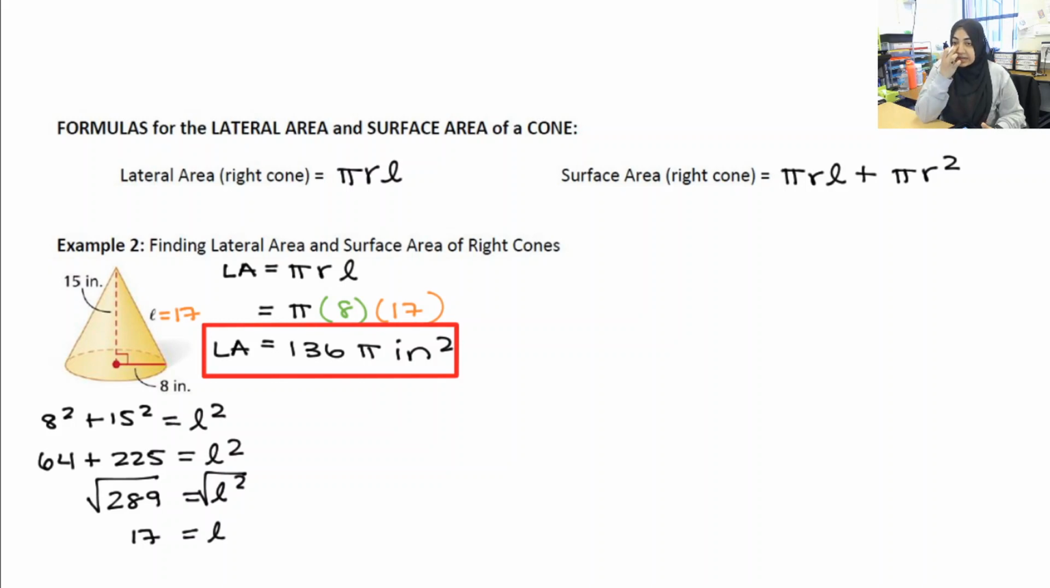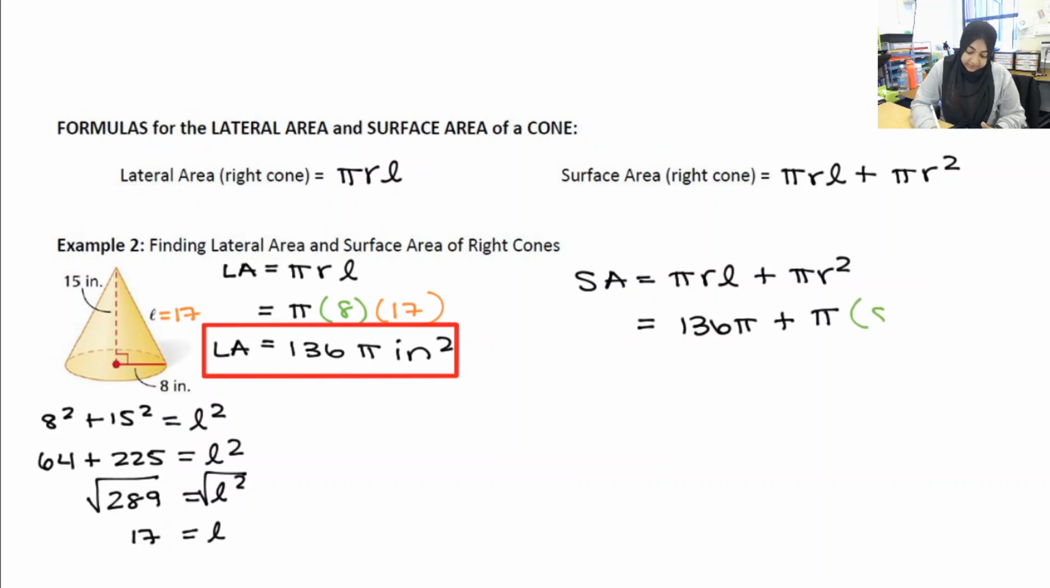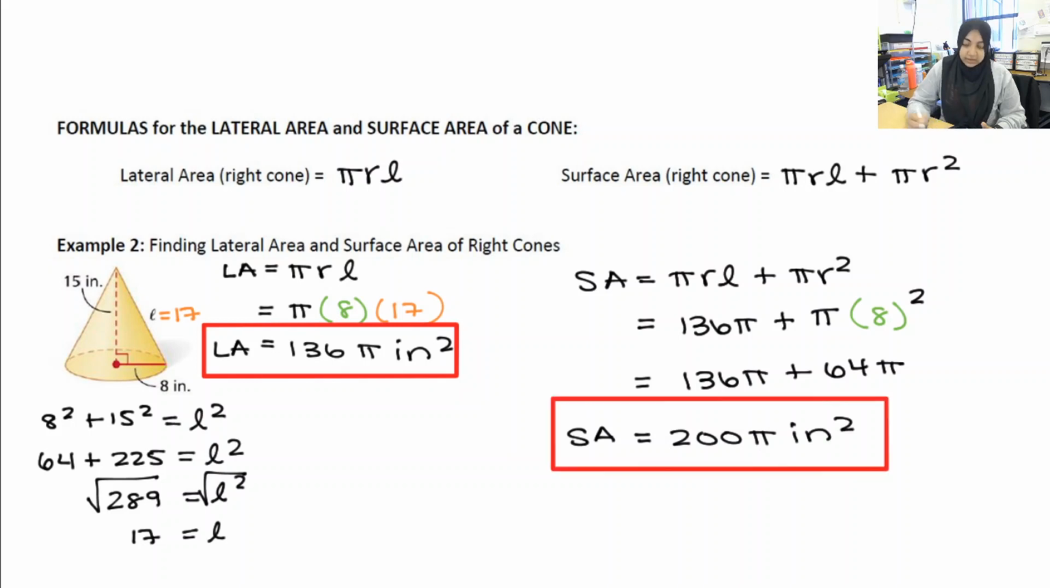Now to find the surface area, I just have to add on that circle, pi r squared. I already have 136 pi plus pi times my radius, which is 8 squared. So 136 pi plus 64 pi is a nice, round 200 pi inches squared. And that's all there is. The only thing you have to keep in mind is the difference between the height and the slant height. Don't accidentally use the height when you're supposed to be using the slant height. And next time we're going to be talking about composite figures involving cones and pyramids.